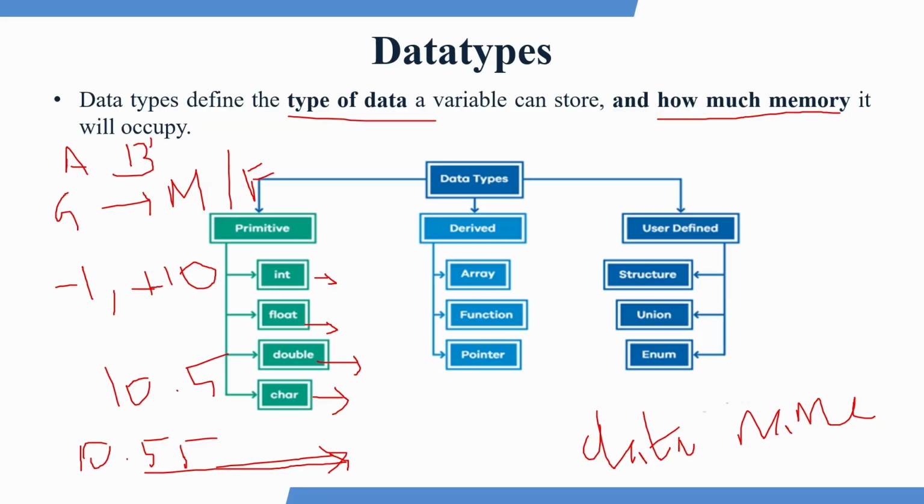There are primitive types, derived types and user defined data types. Initially we will use primitive data types. Derived types are derived from the primitive types. They are arrays, functions and pointers. Primitive types are the data types given in the C language itself. User defined data types are of the user's choice. The user can create their own data type based upon the application or scenario they want.